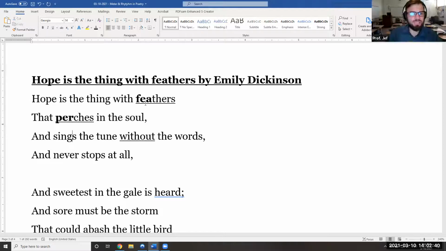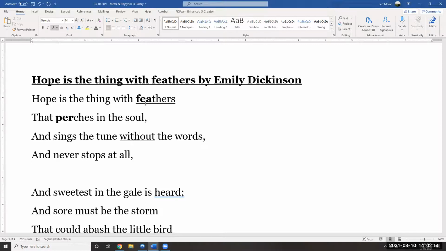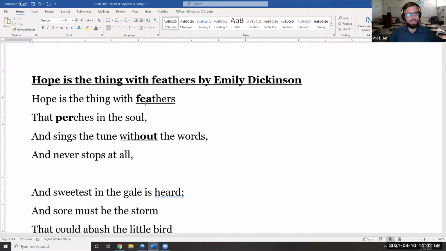Purchase. Yes. And without, is that without or, oh, I did it backwards, I'm sorry. Is that without or without? The second one, without. Yes. Good. Okay. Hope is the thing with feathers that perches in the soul and sings the tune without the words and never stops at all.